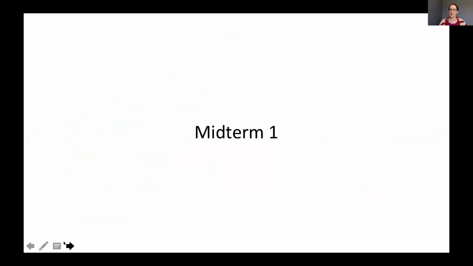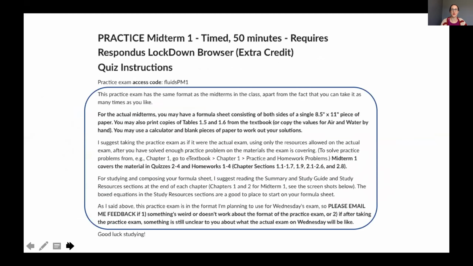All right, so we have almost 10 minutes left, 8 minutes left. So I'm going to talk a little bit about the first midterm, and then I'll take your questions on the midterm. I've taken some instructions and advice, and I've copy-pasted it from the instructions of your practice midterm. I don't know if everybody saw my message last night, but around 6:30 p.m. I posted the practice midterm, and the idea is it's got the same format as the actual midterm.